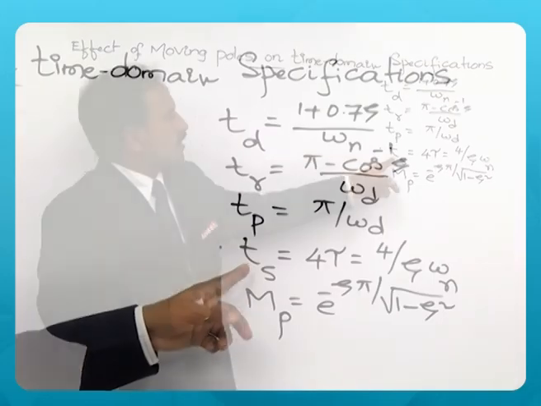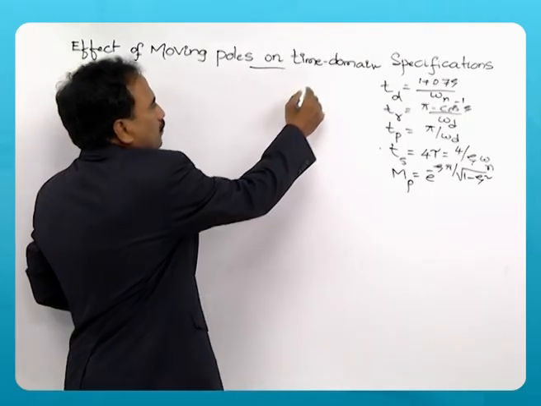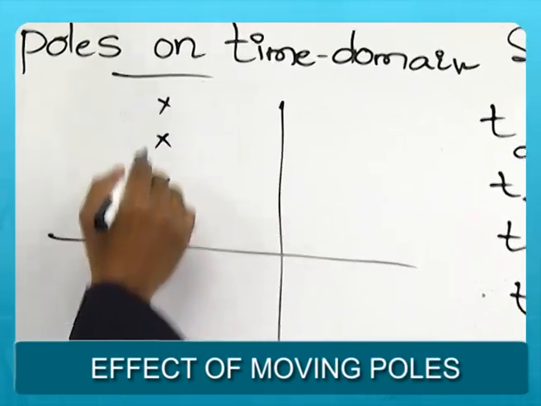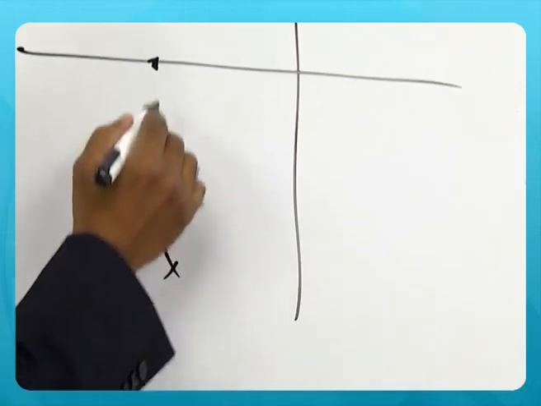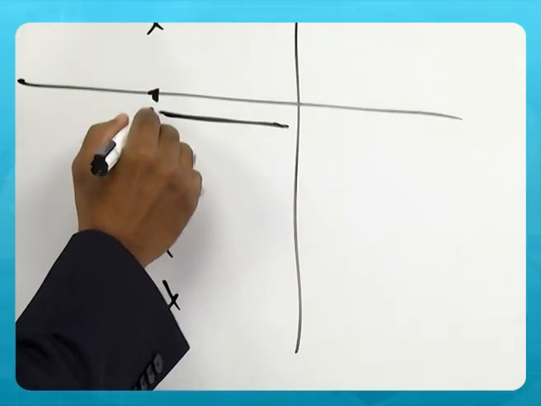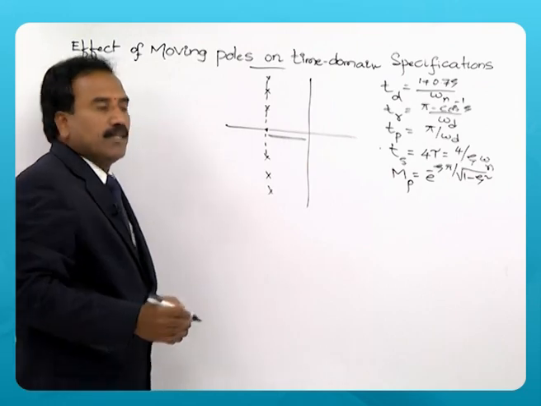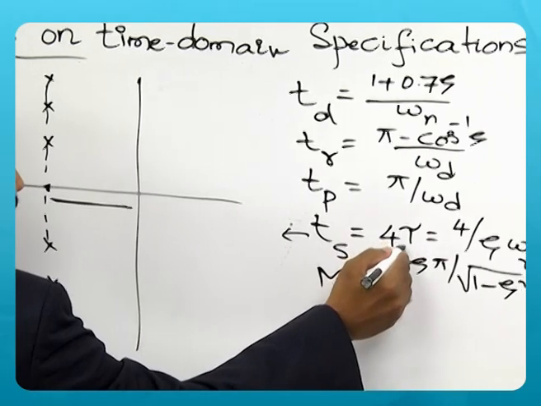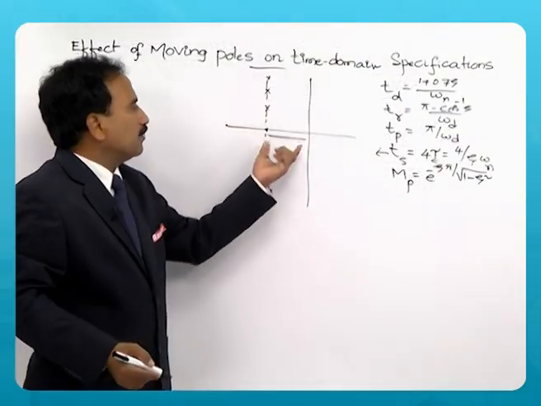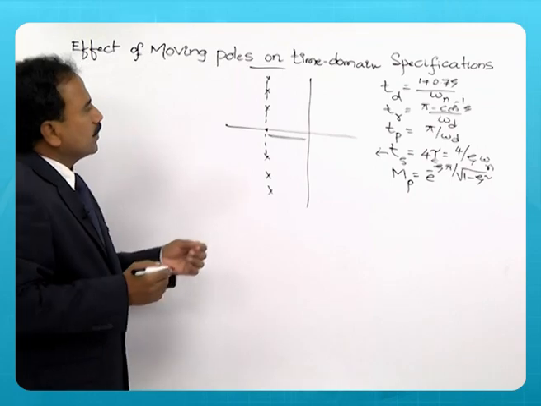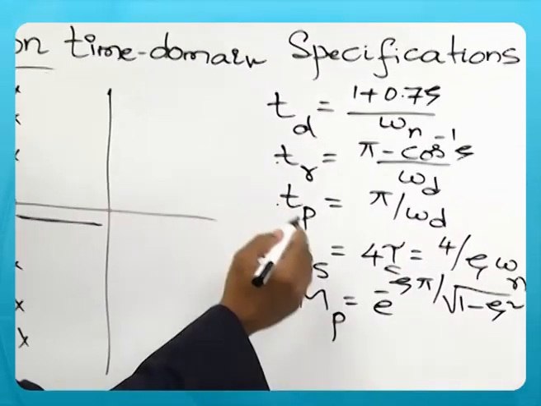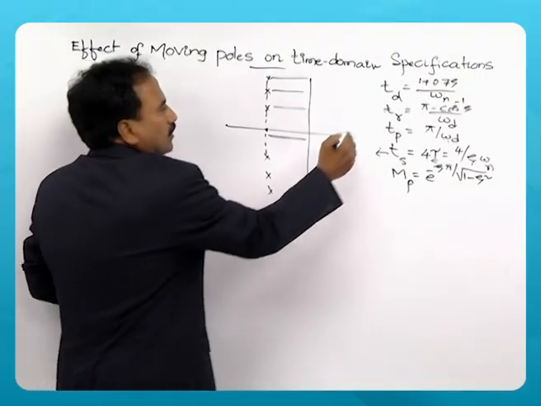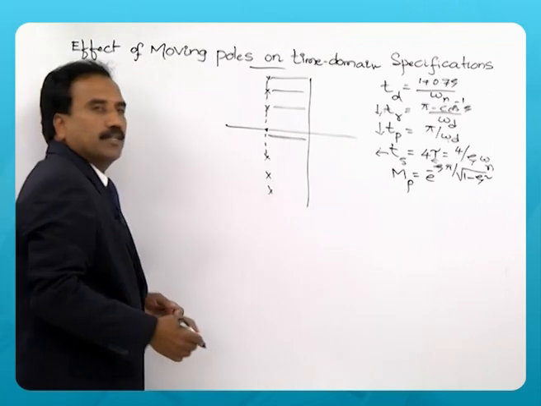So, there is no change in the settling time because the real part of the pole is not changing. This is the real part. So, there is no change in the real part. I said the settling time is constant because the real part of the pole depends on the time constant. Now, Tp and Tr, they depend on omega d. So, there is an increase in omega d, so the rise time and peak time are reduced.